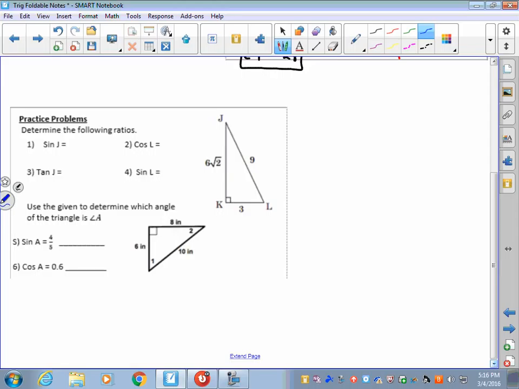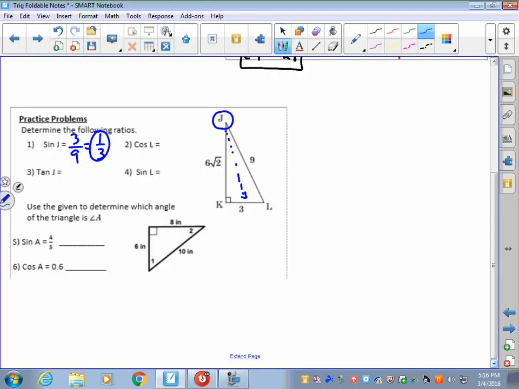So J is our reference angle. I'm going to just go ahead and circle that. Sine, again, remember, is opposite over hypotenuse. So this would be 3 over 9, which can be reduced, and we have 1/3. So that's our ratio for sine of J.